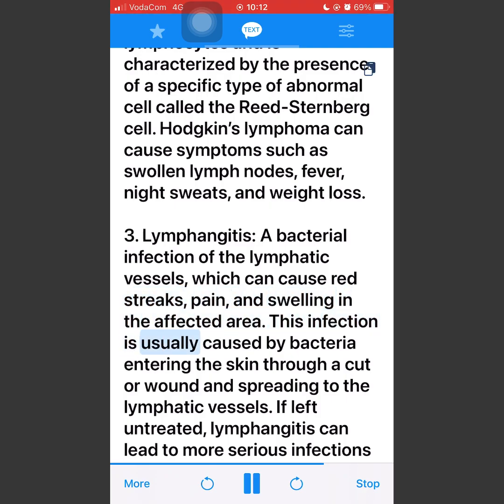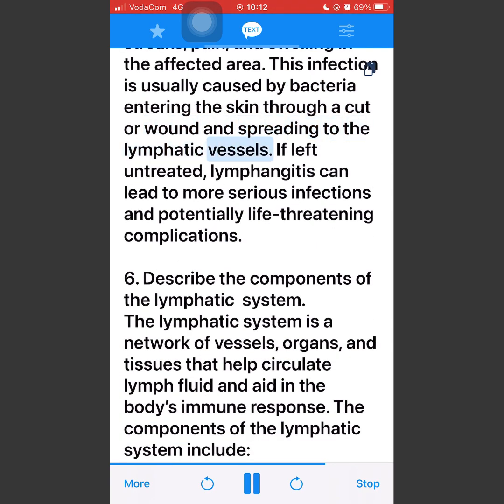This infection is usually caused by bacteria entering the skin through a cut or wound and spreading to the lymphatic vessels. If left untreated, lymphangitis can lead to more serious infections and potentially life-threatening complications.